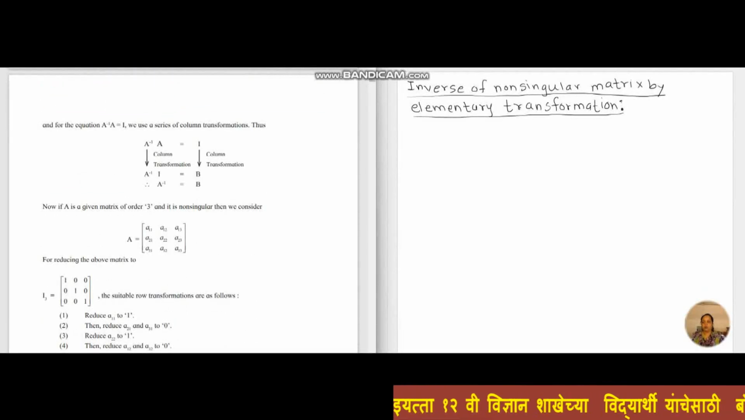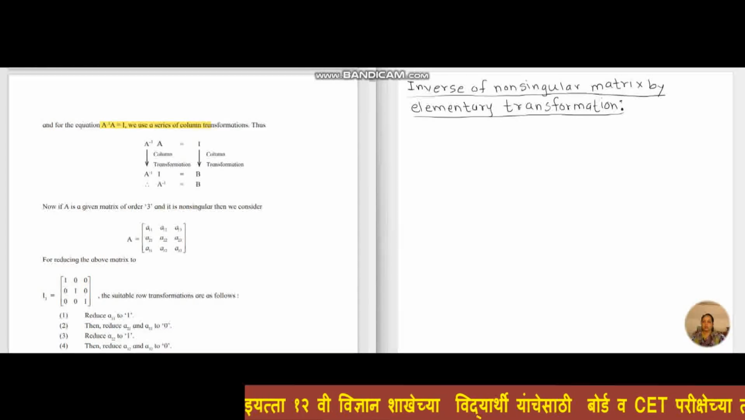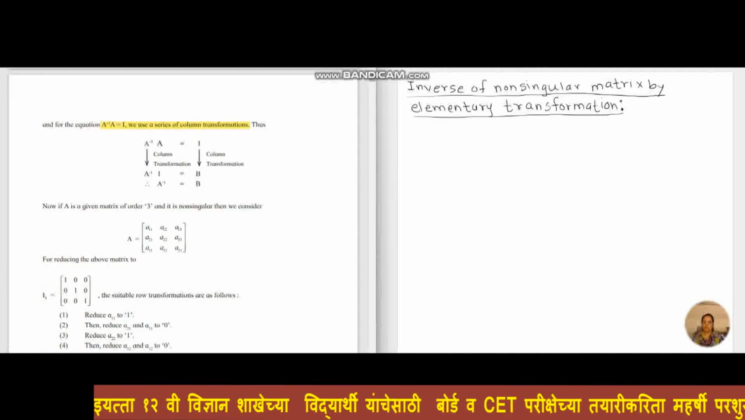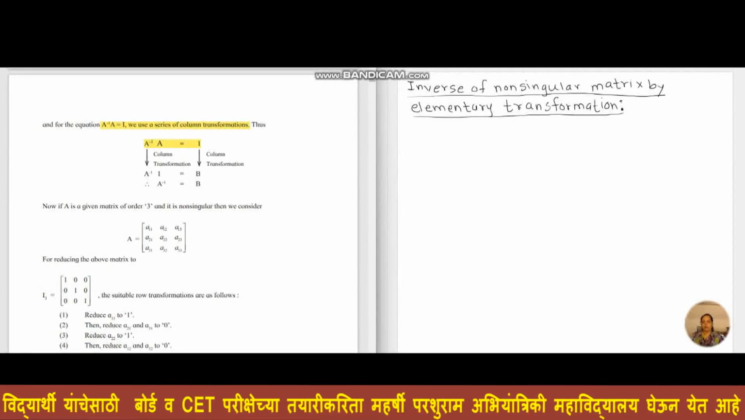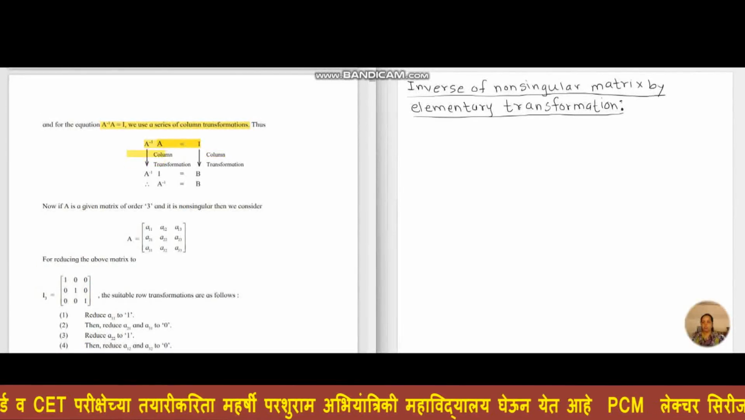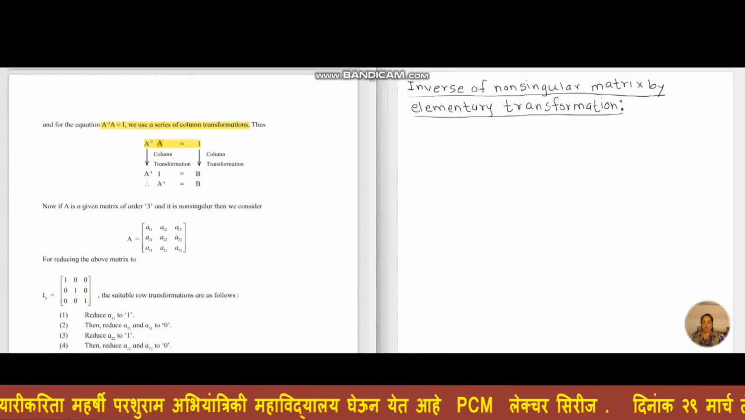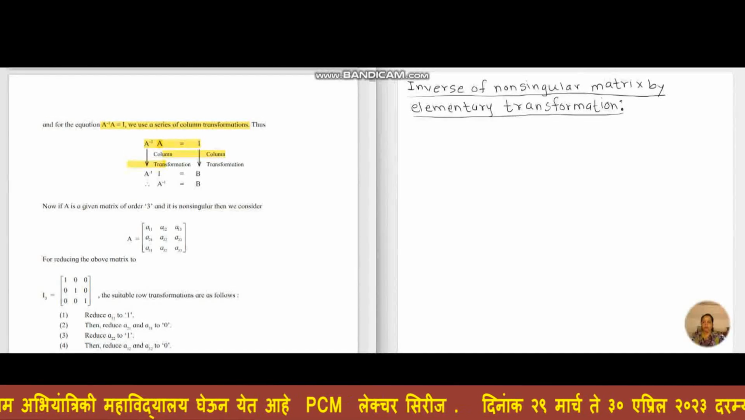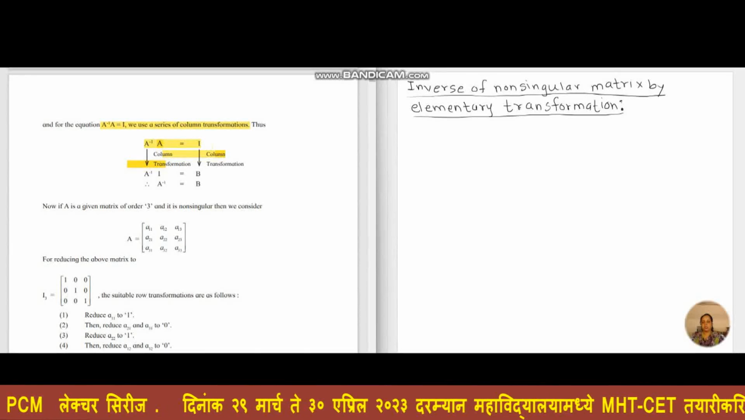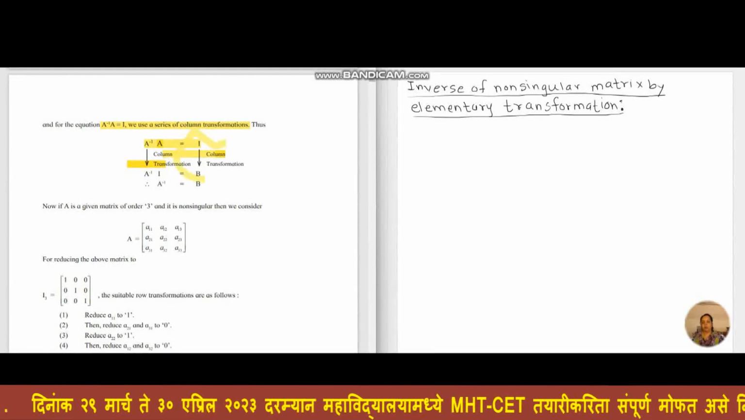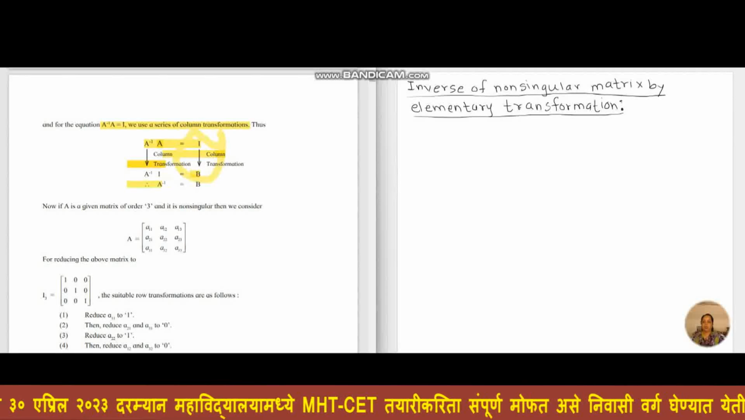Now if we are going to operate column transformations, then consider the equation A inverse into A is equal to I. Apply column transformations on matrix A present on the left hand side. Apply the same column transformations on identity matrix I present on the right hand side and get A inverse.